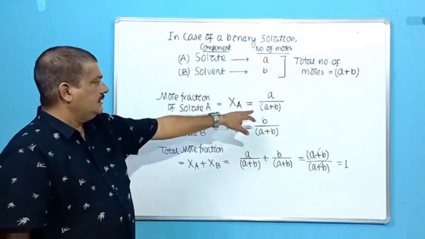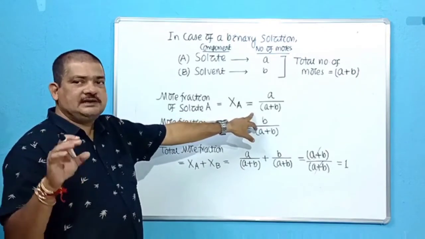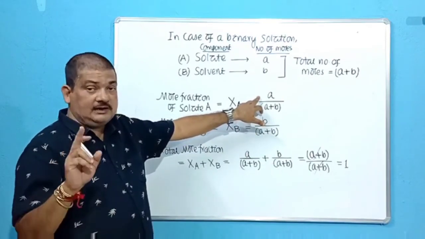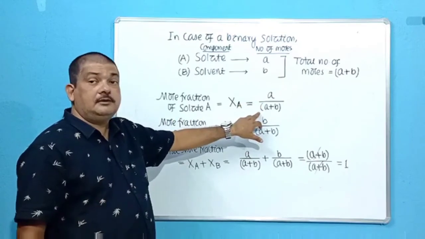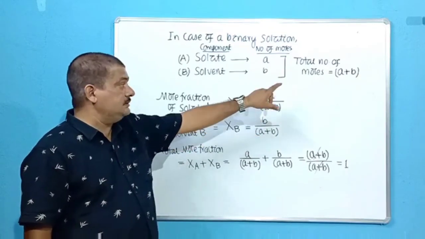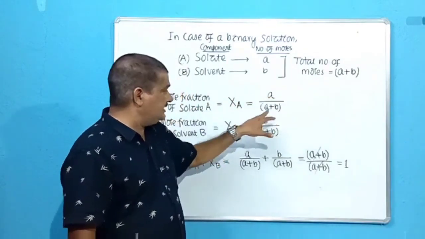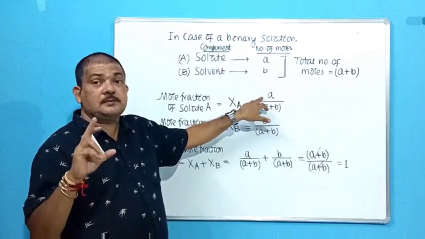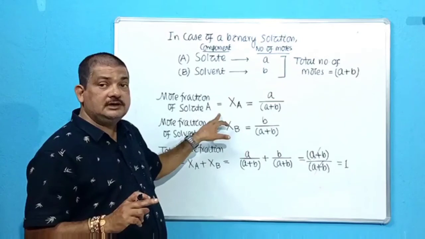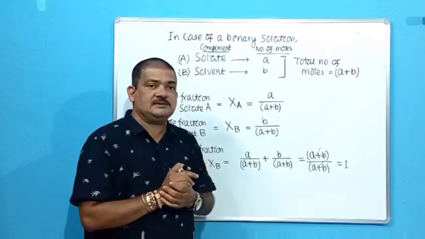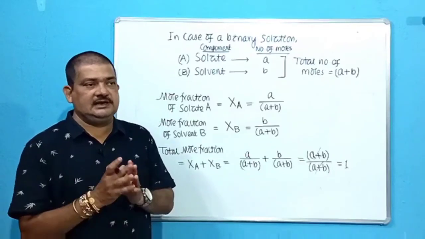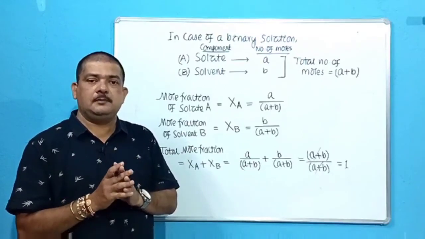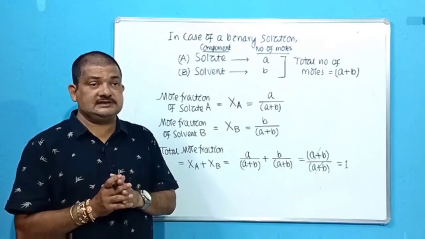Remember how to define it once again. Now look at one mathematical expression. The definition will be clear to you. It is the ratio of the number of moles of one component or every component to the total number of moles present in the solution. What is the total number of moles? A plus B. What is A? Now it is the number of moles of one component. What is that component? Solute. Okay. So looking at this mathematical expression also, we can define what is mole fraction. It is the ratio of the number of moles of one component to the total number of moles of the solution. So this is called mole fraction.